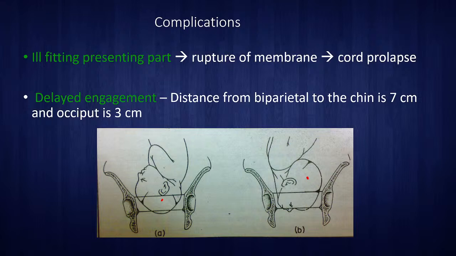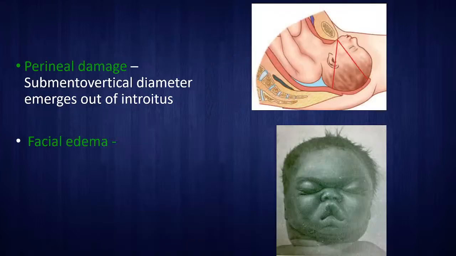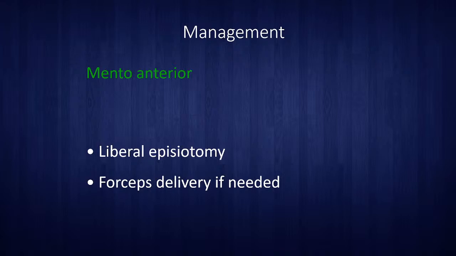Here the complication is that an ill-fitting presenting part will be there. So, cord prolapse can occur, delayed engagement is there. So, there will be prolonged labor. More chances of perineal damage will be there because a larger diameter is coming through the pelvis. Facial edema will be there because the presenting part is compressed, so lymphatic outflow will not be there. So, edema will be there.